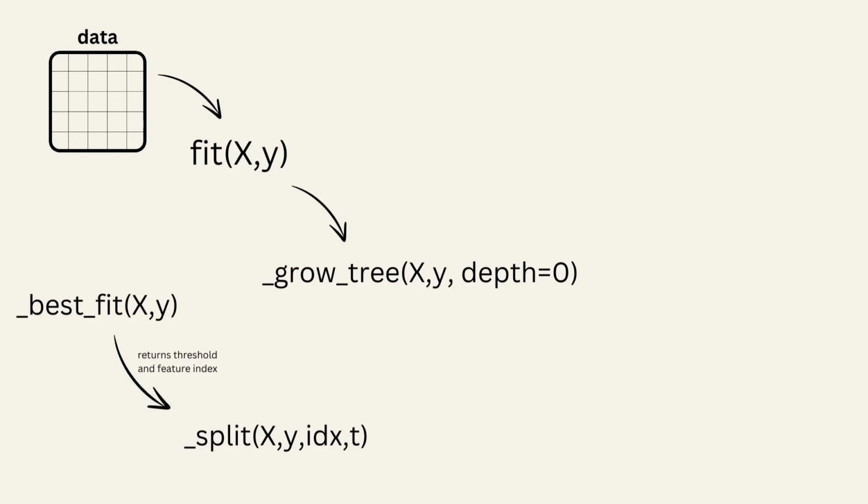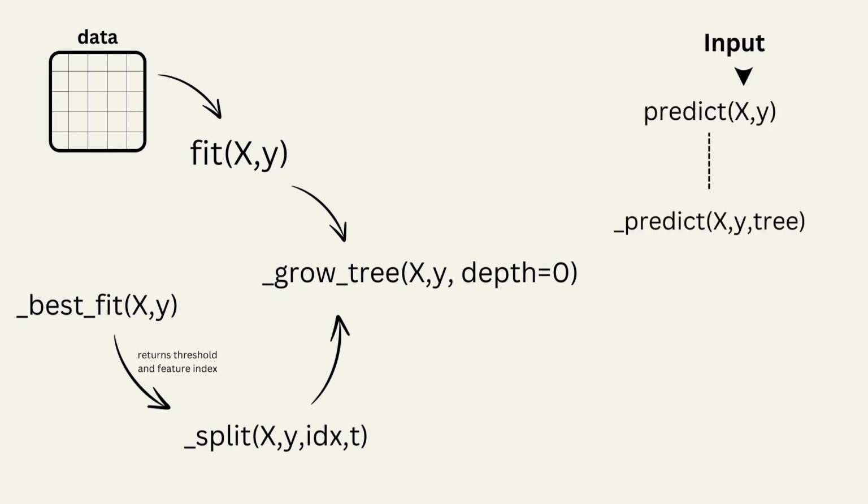The split method will use these values to create left and right nodes, and then the grow tree method uses the underscore split method. This recursion will continue till we satisfy the maximum depth or have a single instance. And finally, we have the remaining 2 predict methods. Here we pass our input to the predict method, which further takes the help of underscore predict method.